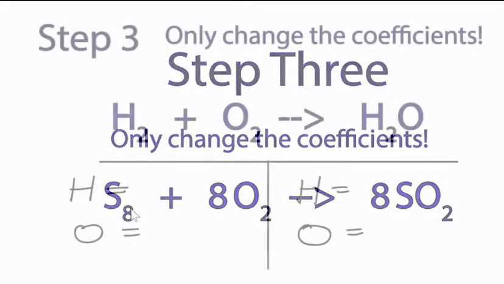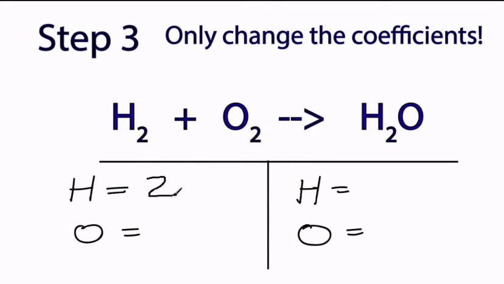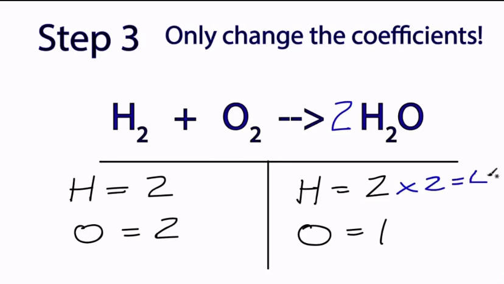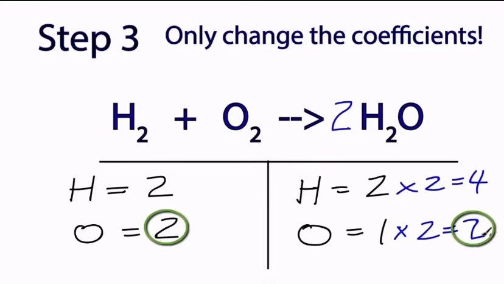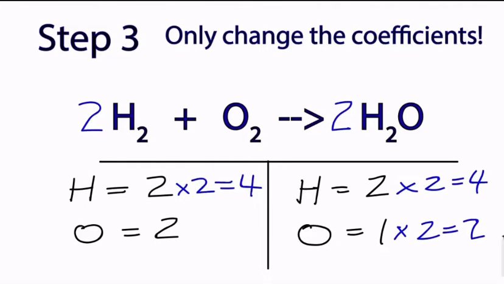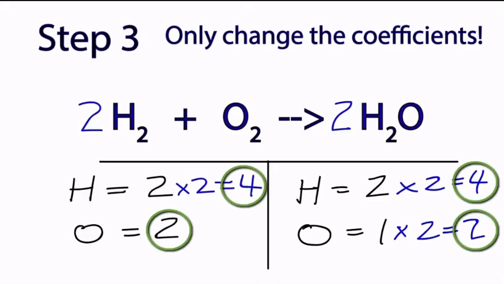Let's try another problem. So in this equation we have 2 hydrogens, 2 oxygens, over here 2 hydrogens, and 1 oxygen. How about, let's see, I'll put a 2 right here. So 2 times 2, that gives me 4 hydrogens, but 2 times the 1, that'll give me 2 oxygens. So my oxygens are balanced now, but my hydrogens are messed up. What I can do over here is put a 2 in front of hydrogen, and now 2 times 2, that'll give me 4. And now the atoms on each side of the equation are the same. This equation's balanced.